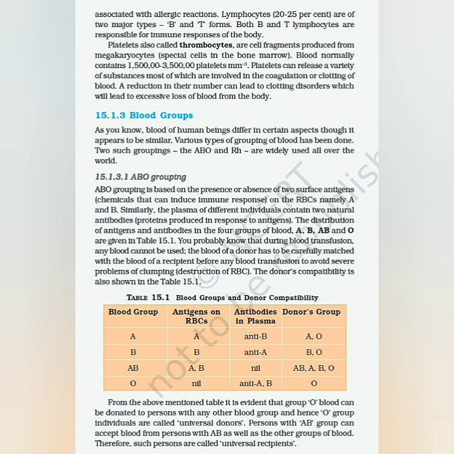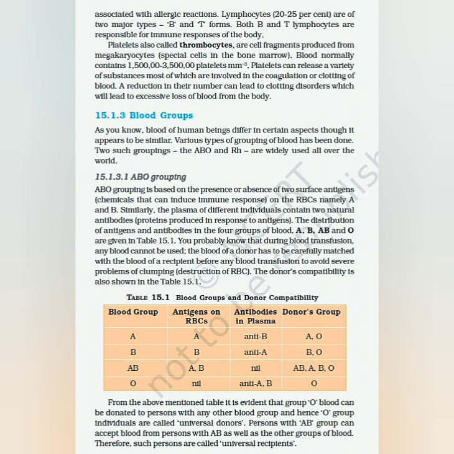Platelets, also called thrombocytes, are cell fragments produced from megakaryocytes, special cells in the bone marrow. Blood normally contains 150,000 to 350,000 platelets per cubic millimeter. Platelets can release a variety of substances, most of which are involved in the coagulation or clotting of blood.